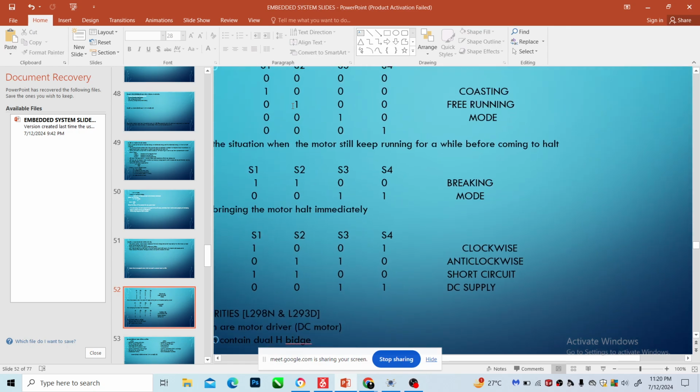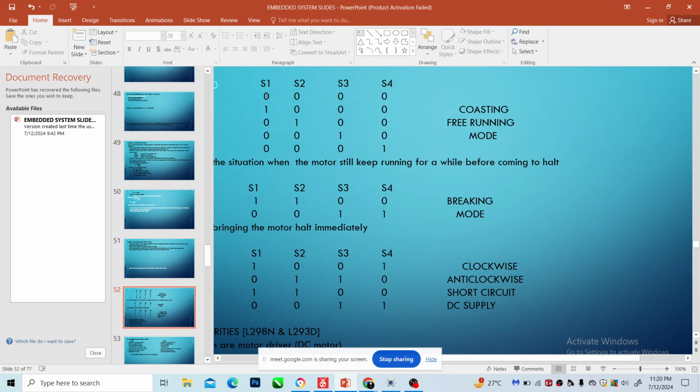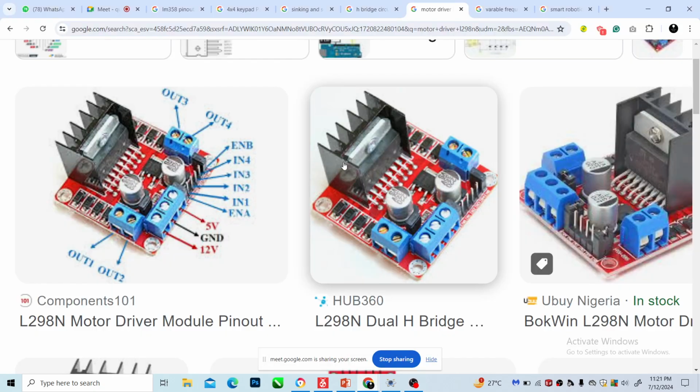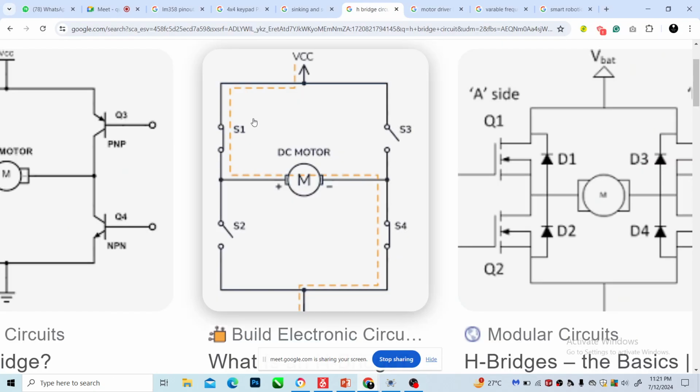Yes, sir. So now let's look at scenario 1, when you have 0, 0, 0, 0. That's In 1 is 0, In 2 is 0, In 3 is 0, In 4 is 0. What you have in that condition is that the motor is not going to move. Yes or no? Yes. The motor is not going to move because all these switches are open. Power is not getting to the motor from anywhere.